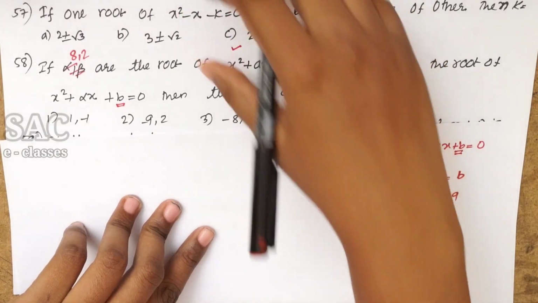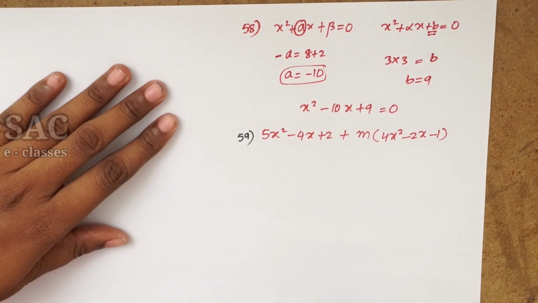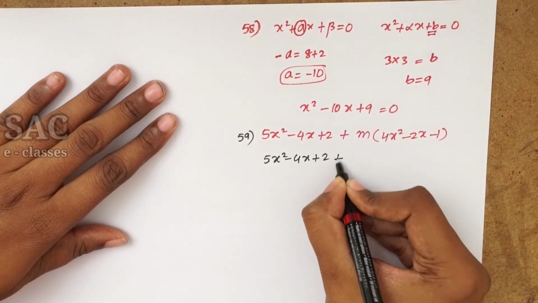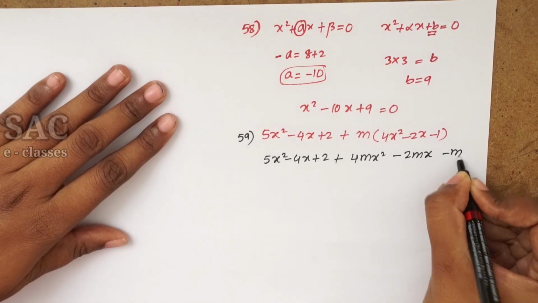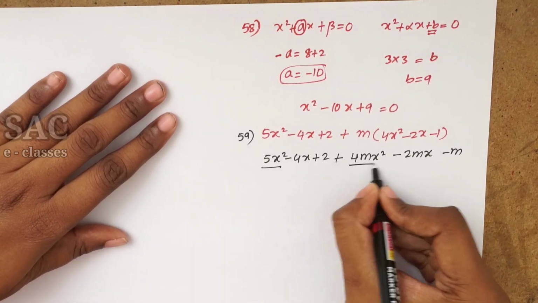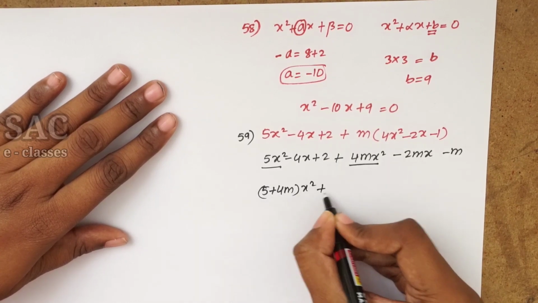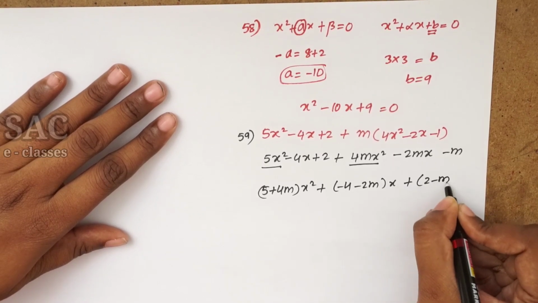Now look at problem number 59. The product of the roots of the quadratic expression 5x square minus 4x plus 2 plus m into 4x square minus 2x minus 1 is 3. They are asking you to find the m value. First of all, simplify. Make sure it is expanded, with x square terms as x square terms, x terms as x terms, and constant terms as constant terms. Then 5x square and 4mx square: 5 plus 4m into x square plus minus 4 minus 2m into x plus 2 minus m.